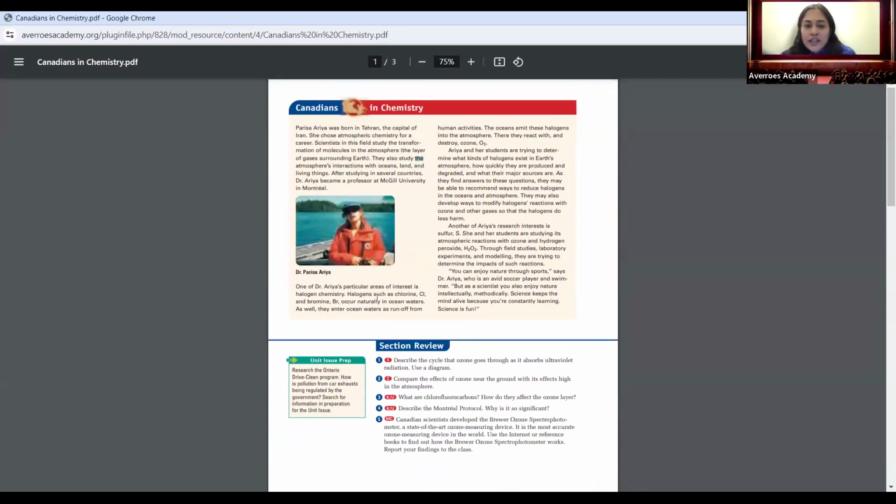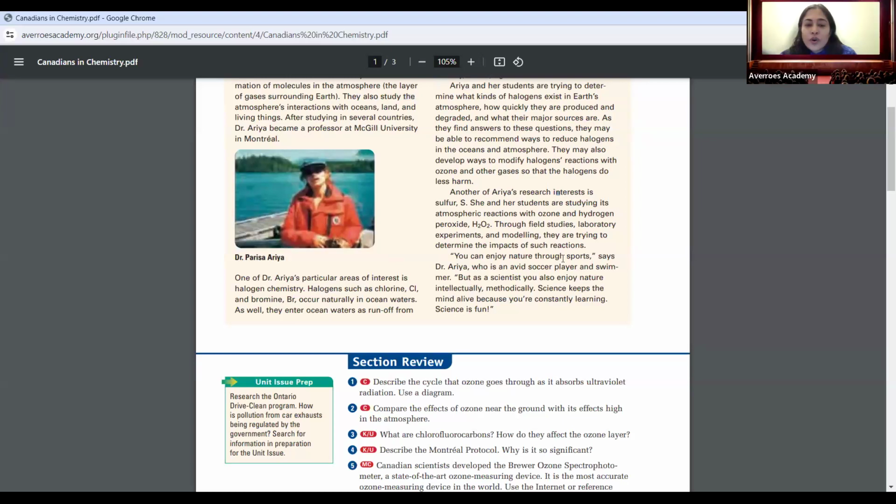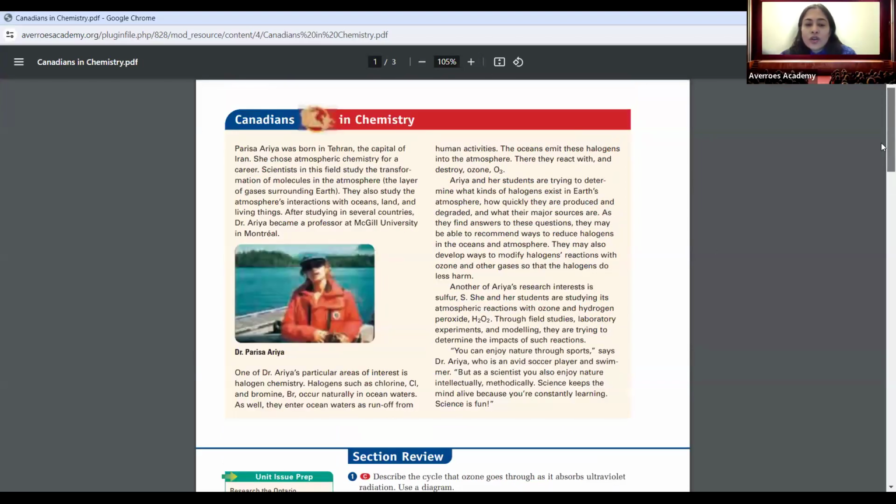So this doctor right here, Dr. Arya, her particular area of interest is halogen chemistry. Halogens are chlorine and bromine. They occur naturally in ocean waters, and they can also enter the ocean through runoff from land, from human activities, like chlorine, for example. We use chlorine all the time to bleach our white clothes, right? Or even to clean with.